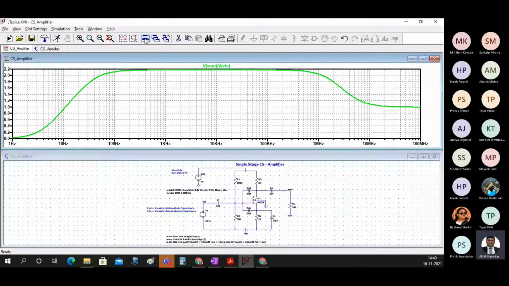Have you understood this? Harsh, Mithilesh, Sankalp. Yes, sir. So this is an observation that you have to make, and while using this tool, this is very important.